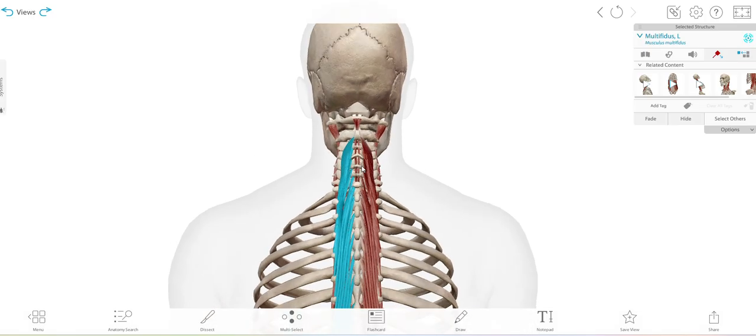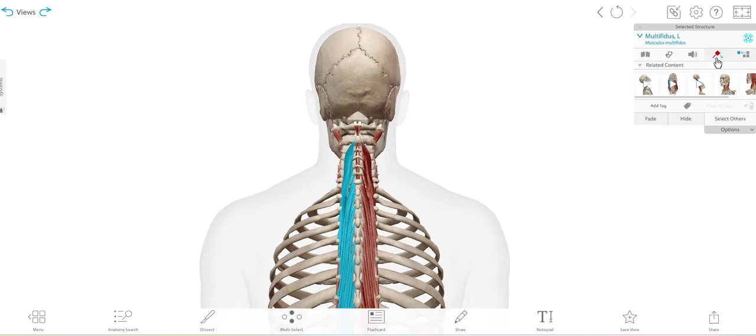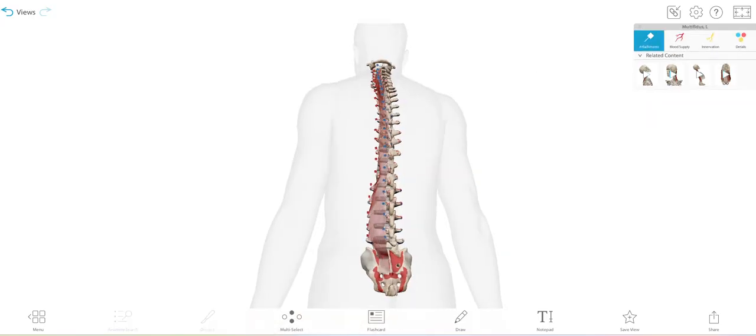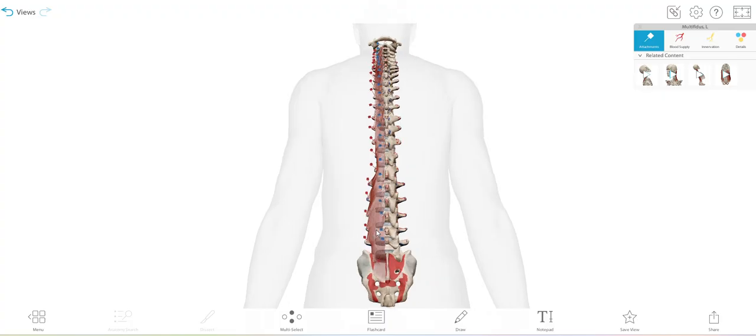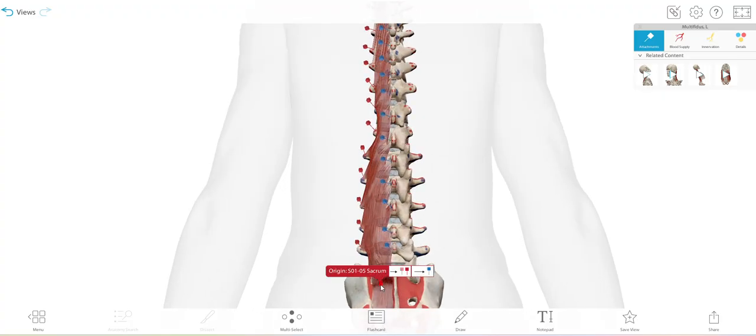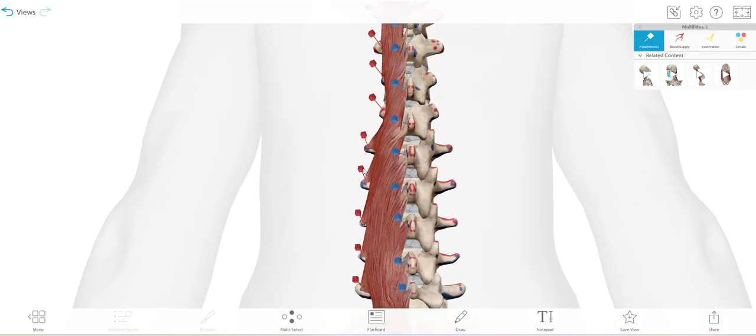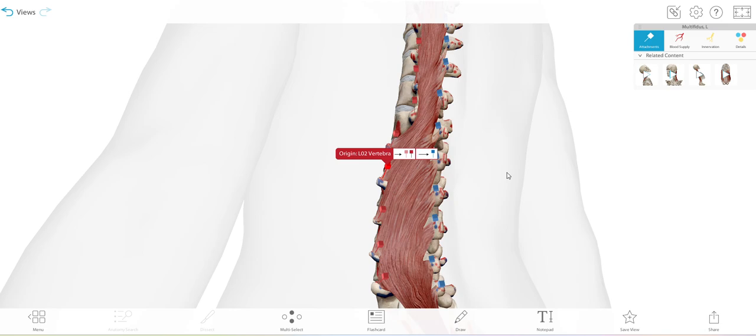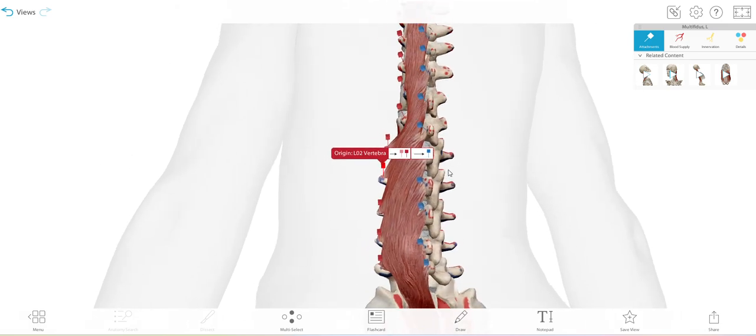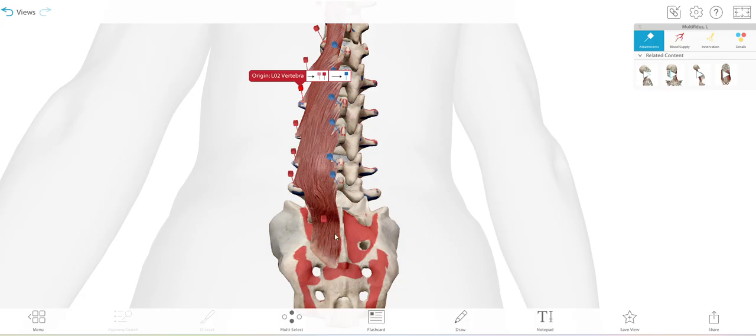So for the origin, we can see that it will be attaching to our sacrum, and then certain levels will be attaching to transverse processes here for our origin. And also back down here, it will be attaching to our PSIS on our ilium.